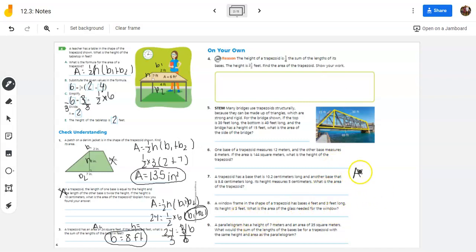So A equals 1/2 H, and then B1 plus B2. Our height was 3, so 1/2 times 3. Then in parentheses, our bases was 4 and 3. So the area, once I plug that into my calculator, if I do that correctly, I will get 10.5. My label here is feet, and since this is area, we're going to square it. So feet squared.